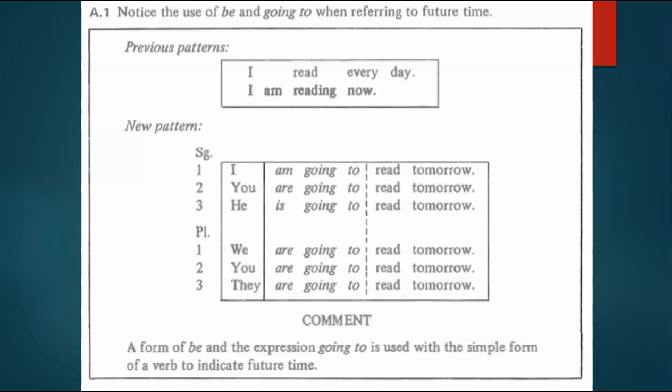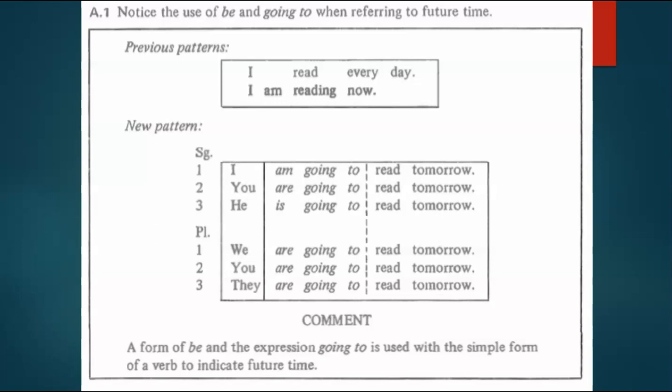So this is a simple explanation of how to use be plus going to refer to future time. So you can see at the top that students have already learned the patterns for simple present and present continuous. So they've already learned I read every day, I am reading now. And the new pattern that the teacher is presenting, probably up on the board or maybe on a worksheet or with the use of some kind of anchor chart, is the future construction.